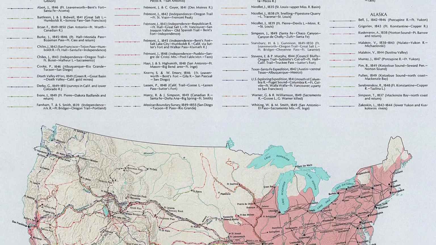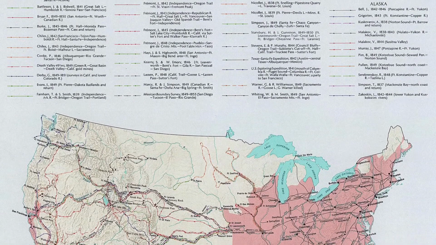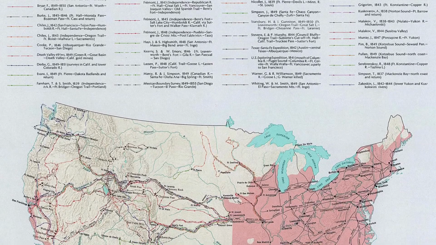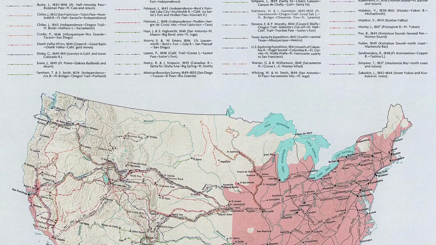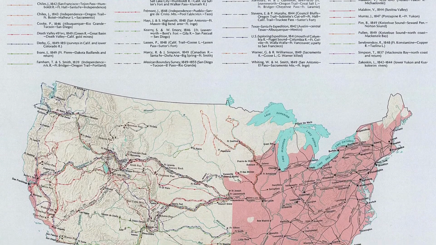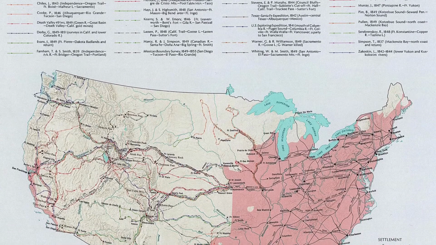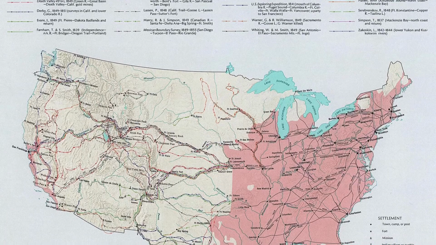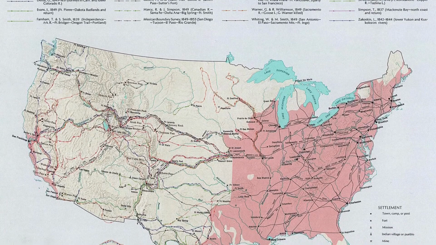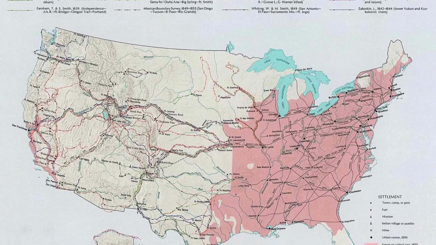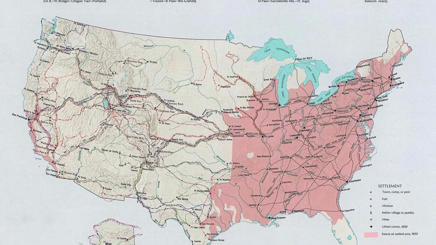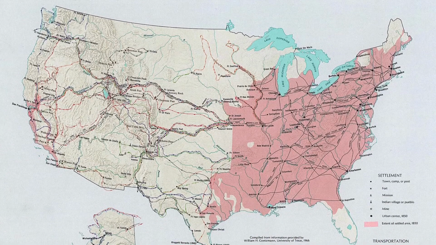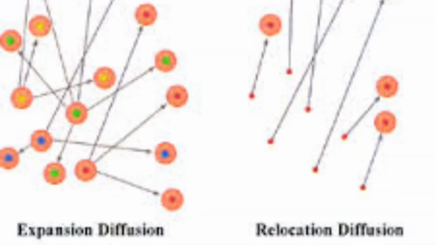The reason the migration goes from the east to the west is the United States was colonized in the east, and then as time goes on and as technology catches up, we start migrating west to California and those areas on the western coast. B, define expansion diffusion, hierarchical diffusion, stimulus diffusion, relocation diffusion, and contagious diffusion, and give an example of each.